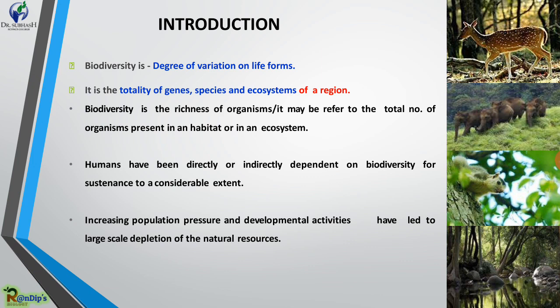introduction. So biodiversity is the degree of variation of life forms on our planet, different species with different habitats. We can see it also has unique characteristics. It is the totality of genes, species and ecosystems of a region. Biodiversity is a richness of organisms. It may refer to the total number of organisms present in a habitat or in an ecosystem, because we discuss the population, since some species have high populations and some species have low populations. It indirectly shows whether a species is conserved or not.